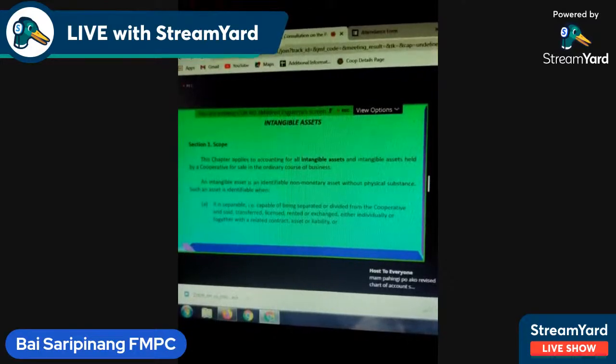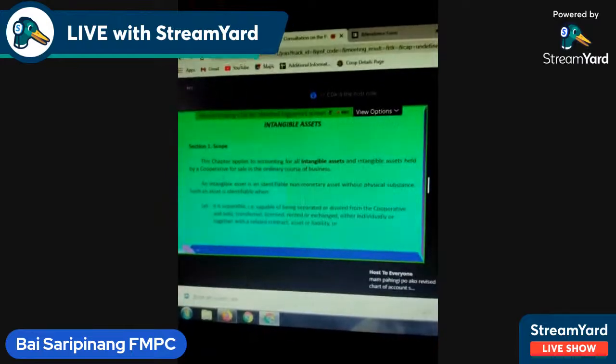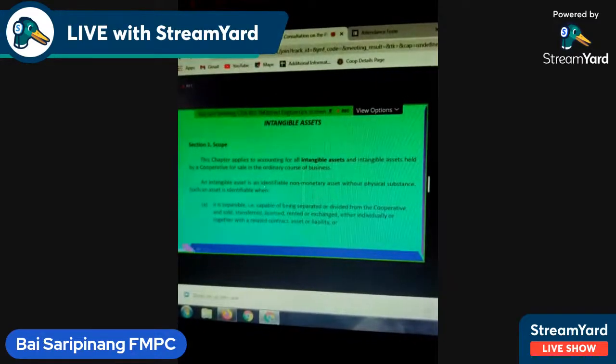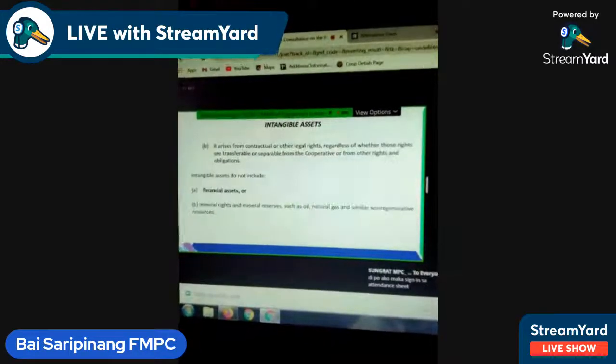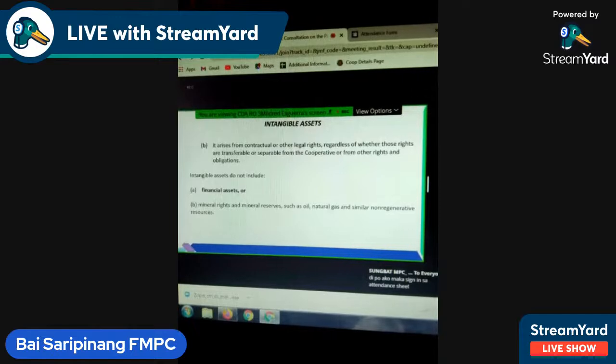When it comes to intangible assets, ito po naman yung sabi nga nila, ito yung mga pag-aaring imagine lang po natin because these are intangible. And intangible assets held for sale in the ordinary course of the business. Now, an intangible asset is an identifiable non-monetary asset without physical substance. Okay? So, ang kanya pong identification is the same. Ang kanyang mga definitions is the same.